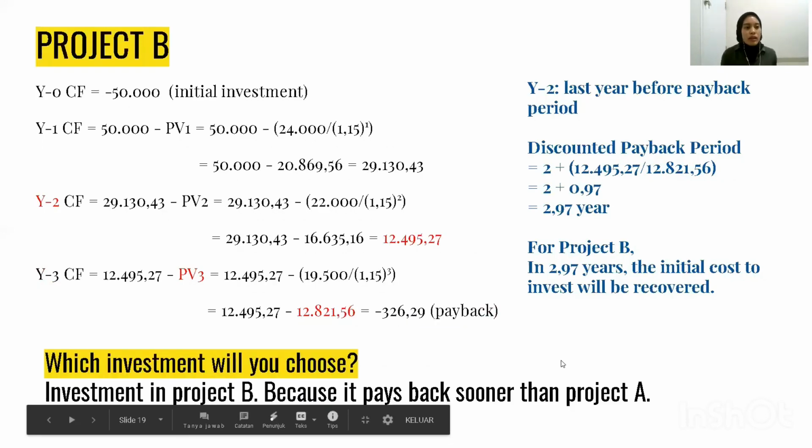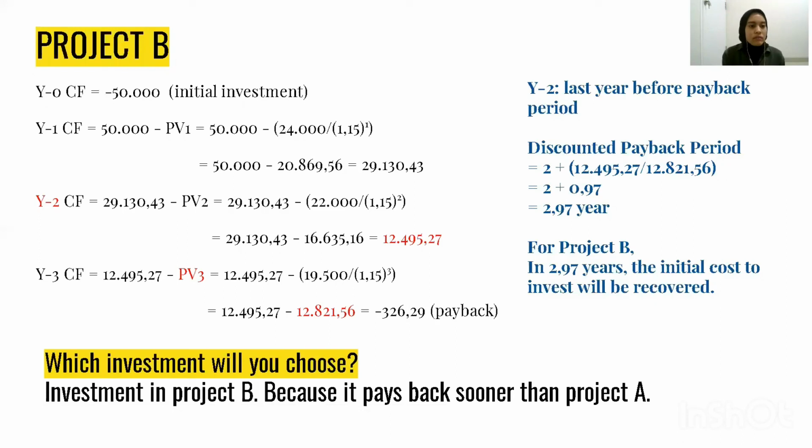Now we're looking at project B. We have an initial investment of 15,000. Then in year 1, we have 50,000 minus the present value in year 1, which is 220,000. So it is equal to 29,000 for the remaining cost of the investment.